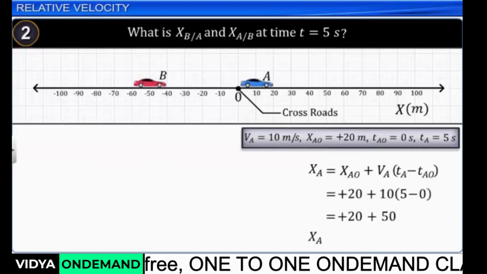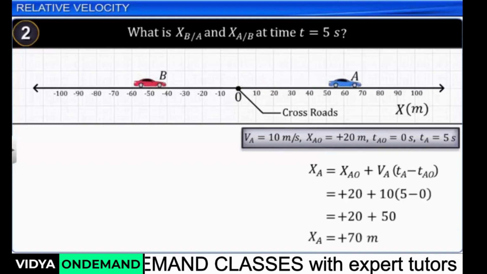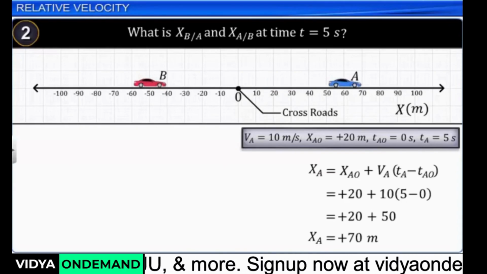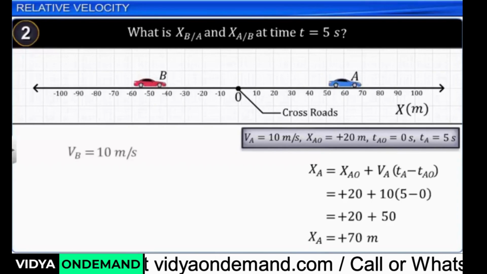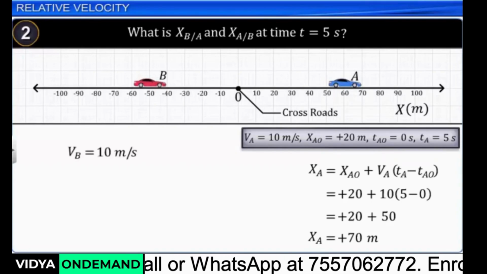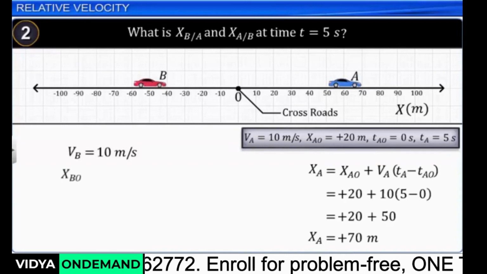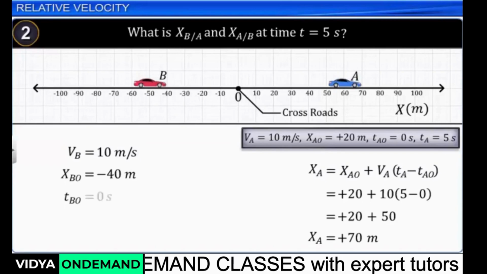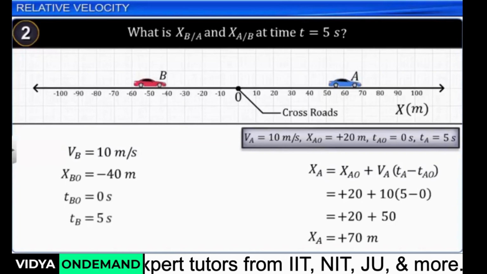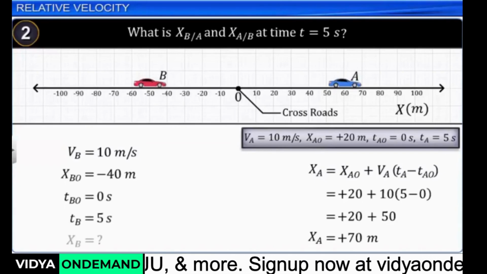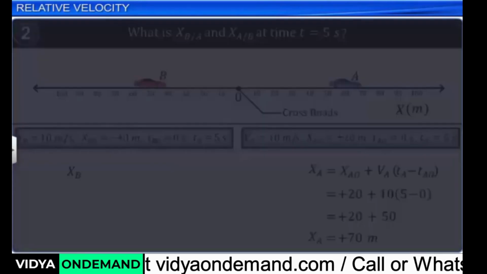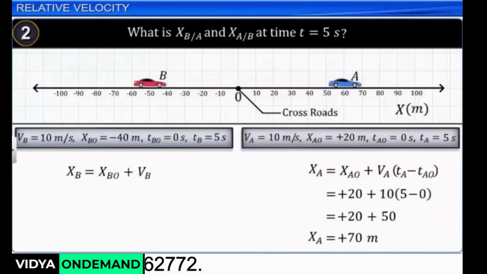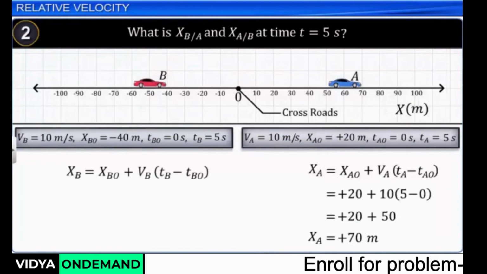Calculating for xB, here vB is equal to 10 meters per second. xB0 is equal to minus 40 meters. tB0 is 0 second and tB is equal to 5 seconds. xB is equal to xB0 plus vB into tB minus tB0. On substituting and simplifying, we get xB equal to plus 10 meters.